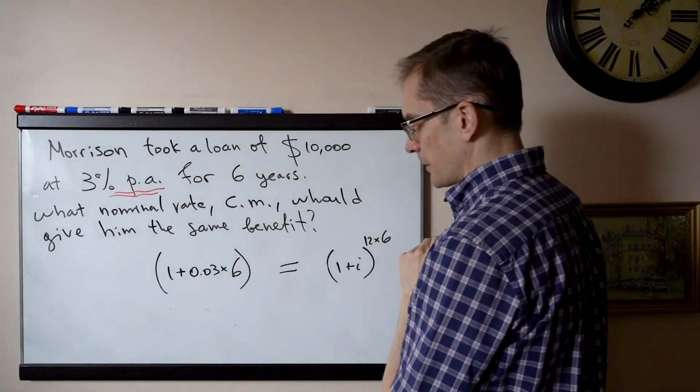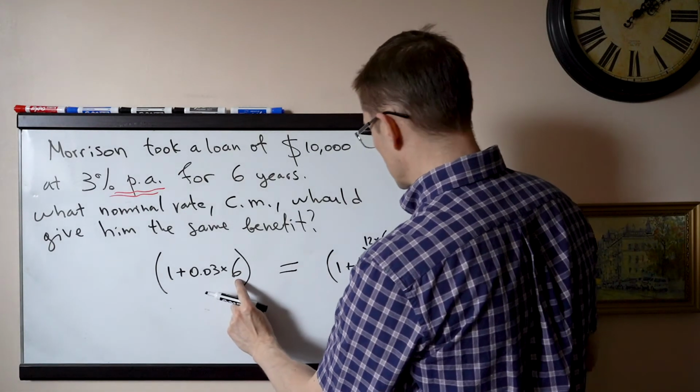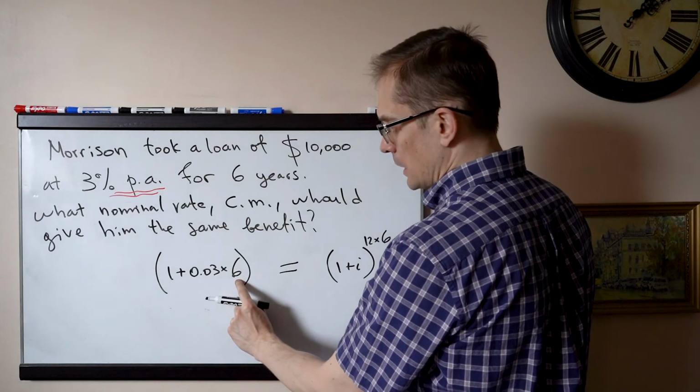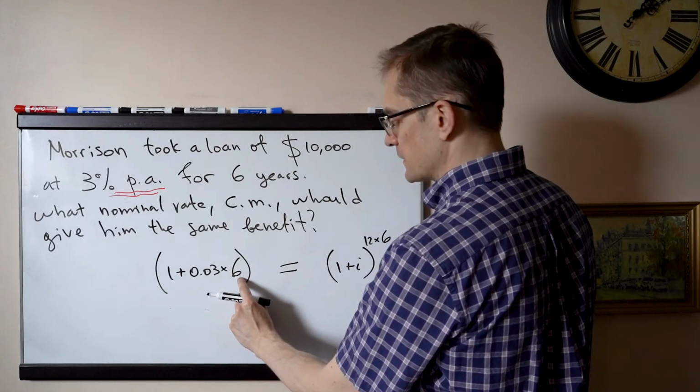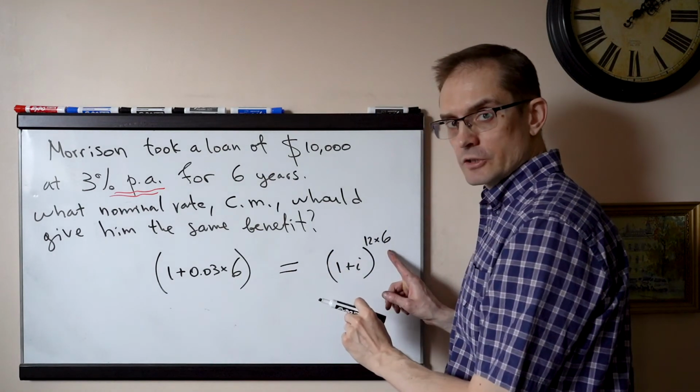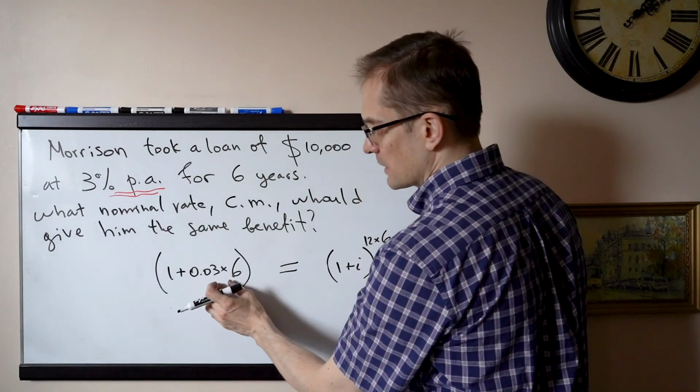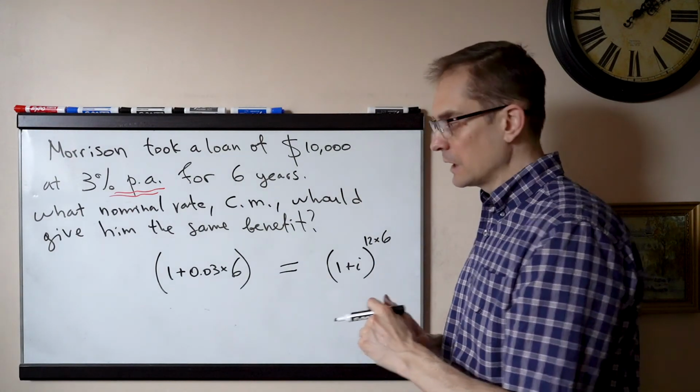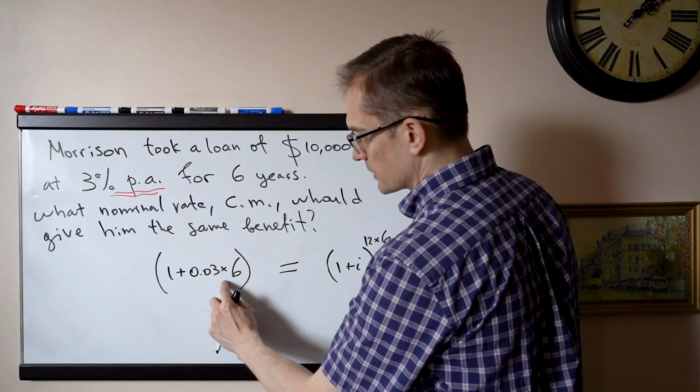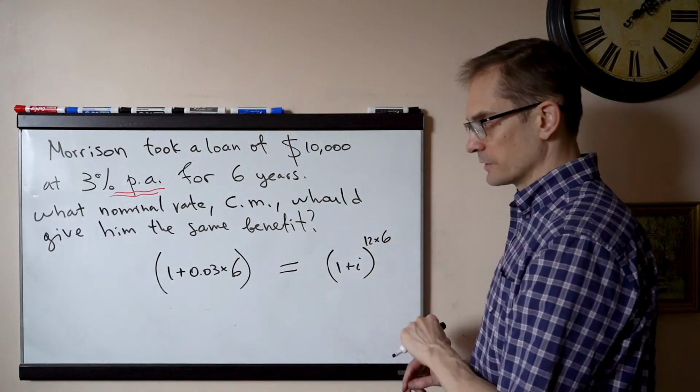Here is the thing. You see, 6 years is absolutely crucial here. There is no way for me to delete this 6 years from both sides of this equation, because that's simple interest here, right? And here it's not an exponent, it's a multiplication by 6, but here it's an exponent.